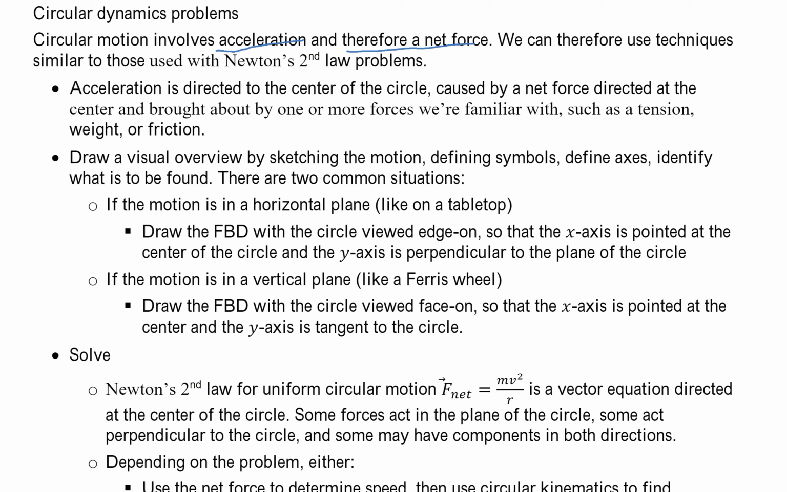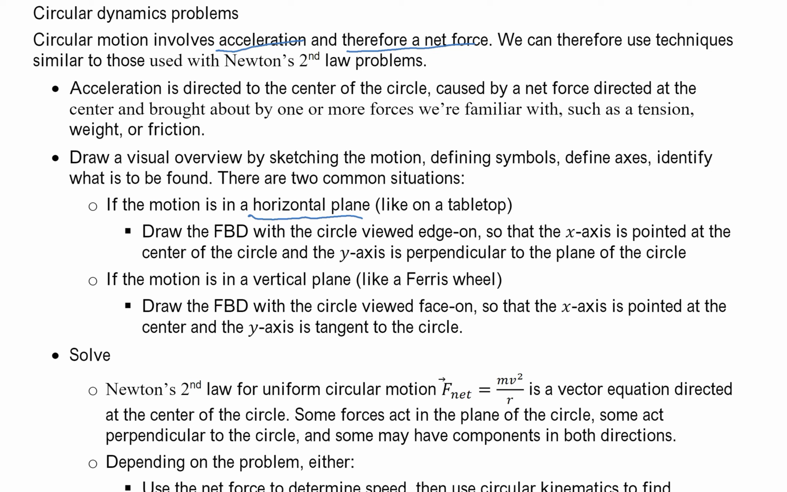Now we're going to draw a visual overview by sketching the motion, defining symbols, defining axes, identifying what's to be found, like we've always done, okay? Now, there are going to be two common situations. We're going to have motion in a horizontal plane, like on a tabletop, like you're spinning something around on the surface of a table, okay?